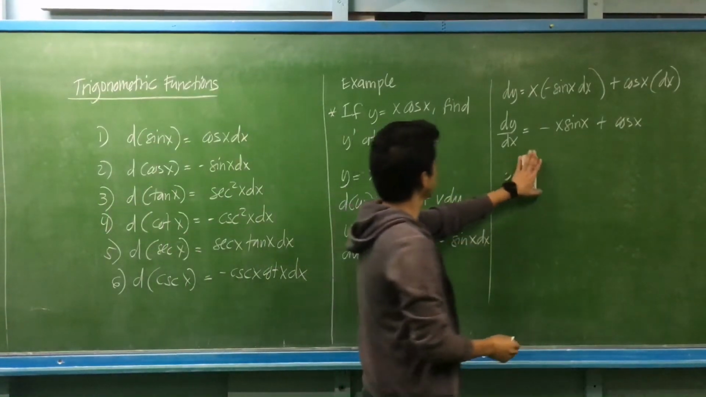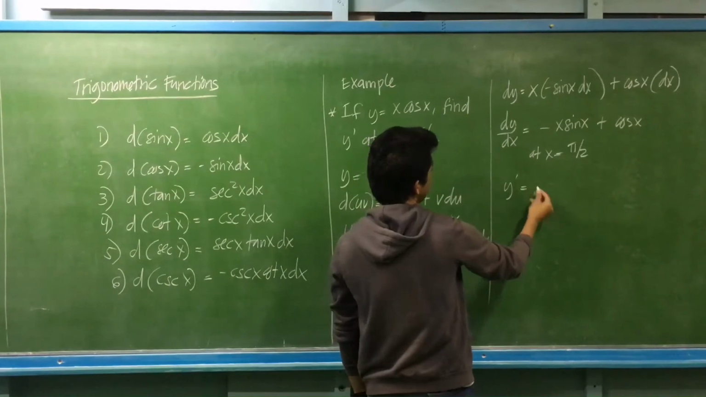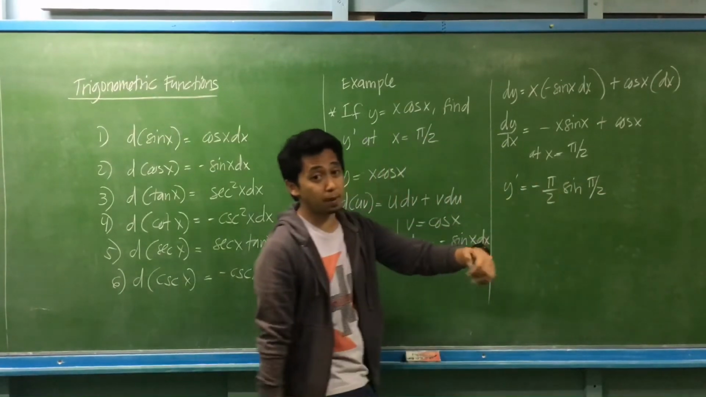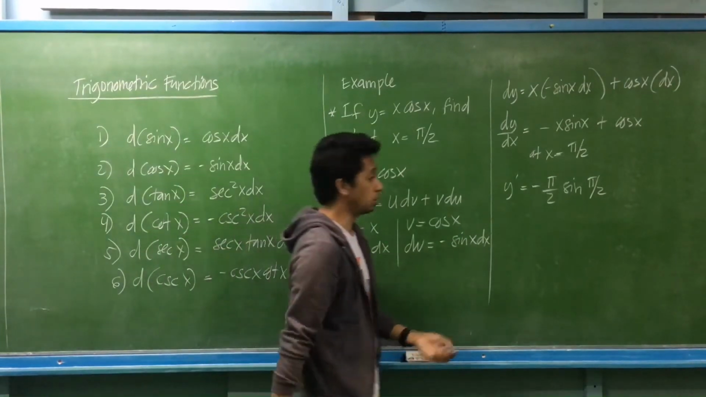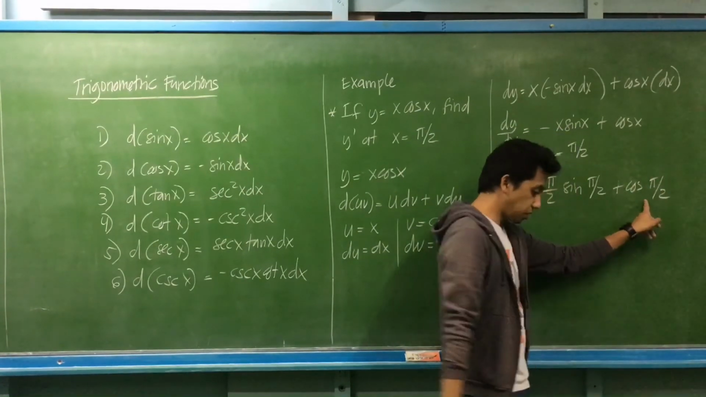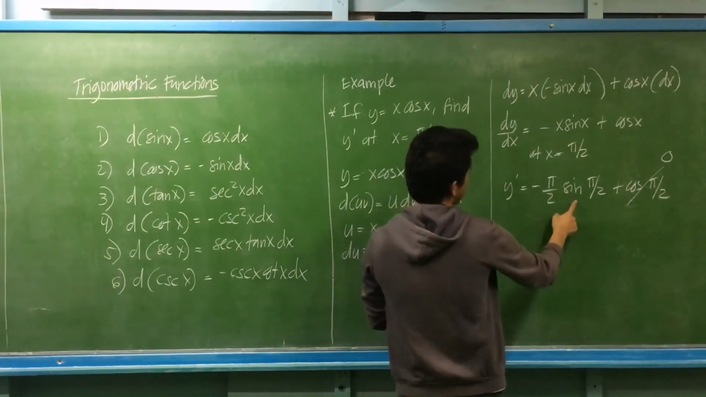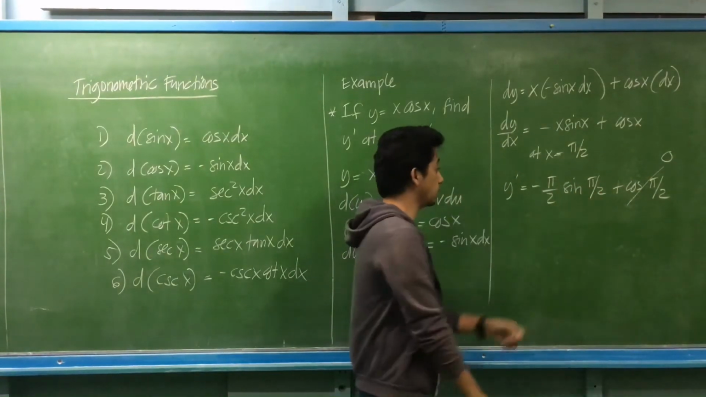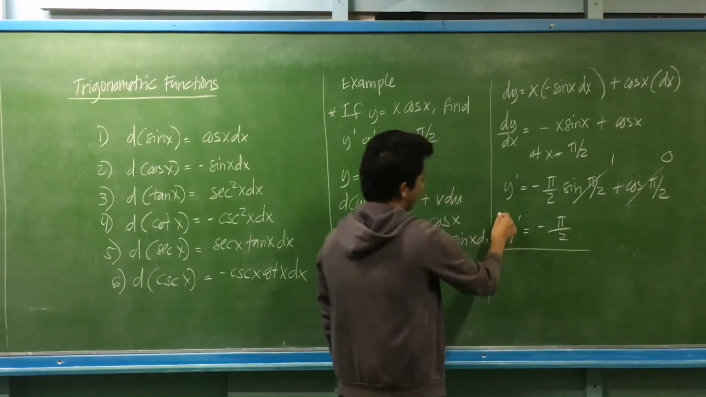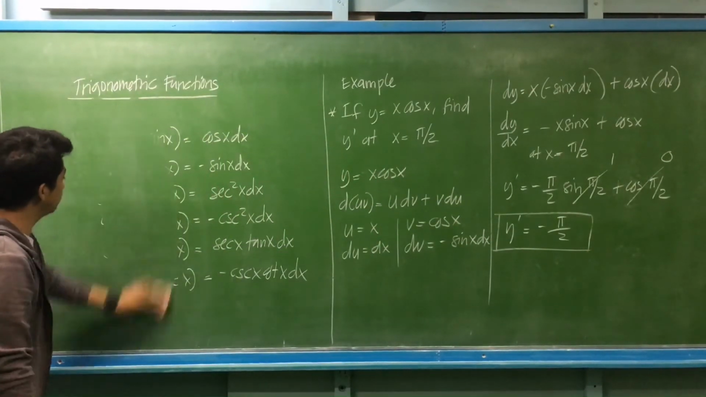Substitution. At x is equal to pi over 2, dy over dx, the same as y prime, is negative pi over 2 sine of pi over 2. If you are to use pi, make sure that your calculator is in radian mode. Then plus cosine of pi over 2. Cosine of pi over 2 is the same as cosine 90, which is 0, and sine pi over 2 is sine 90, which is 1. So y prime is equal to negative pi over 2. That will be our answer, evaluating a trigonometric function at a specific value of x. And next, let's try another example.